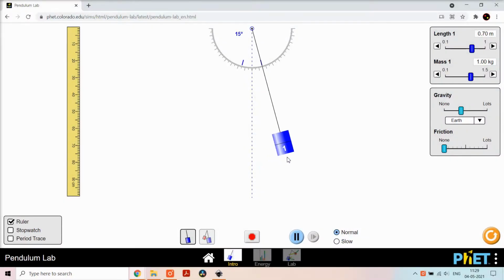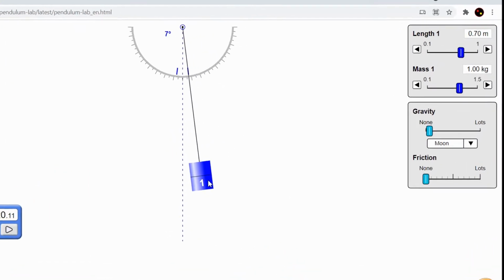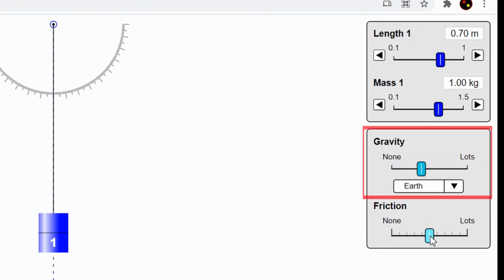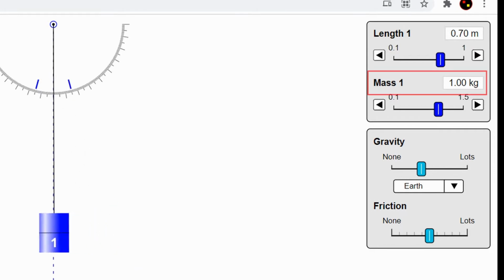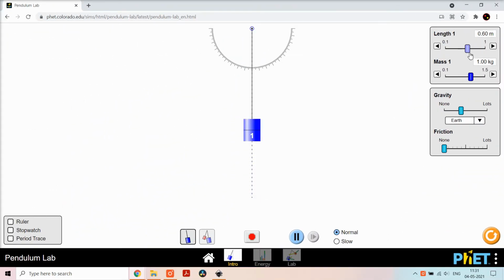You can use this excellent PhET simulation to understand more about the period of the pendulum. In this simulation, you can change the value of g and so many other things like length, mass, value of friction, etc. Do give it a try.